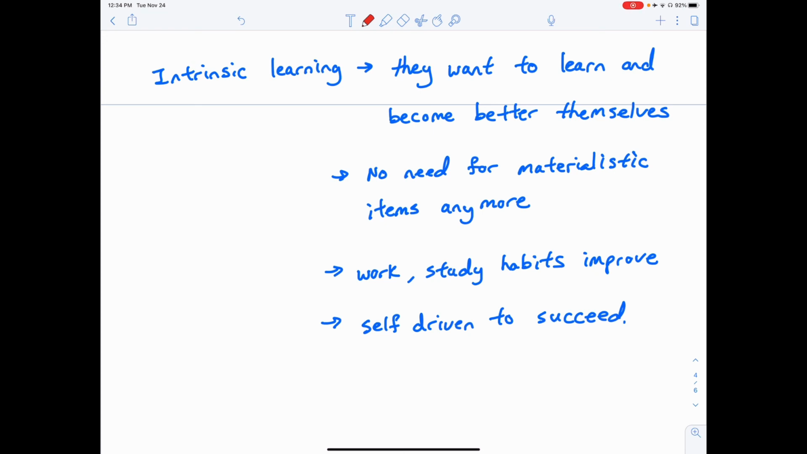You'll see that when they want to learn for themselves, their work and study habits will improve because, again, they're trying to show everyone that they're better than everyone else. And they have that self drive to succeed in whatever it is they're doing. So that is going to be your goal for your child, hopefully, that they become intrinsic learners. And then you can just support them in however they need.